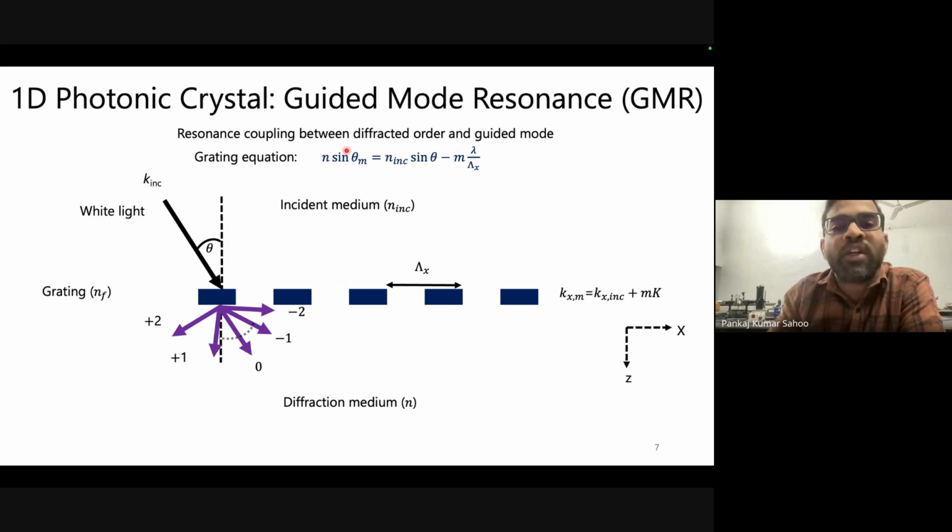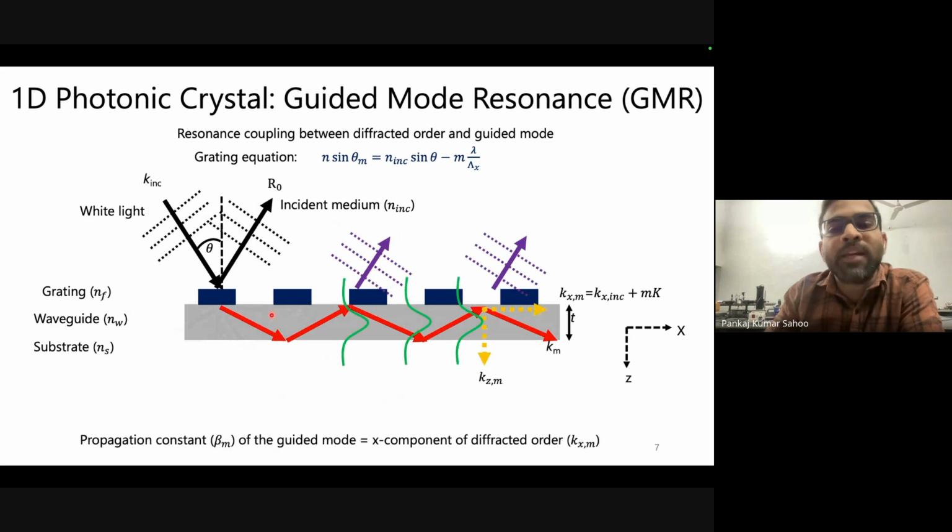The grating equation depends on the grating periodicity, the angle of incidence theta, the refractive index from which the light is coming, and the refractive index of the medium into which the light is going. So if you solve this equation, we will have a large number of diffraction orders. This is all in your UG level optics course. So this is called diffraction.